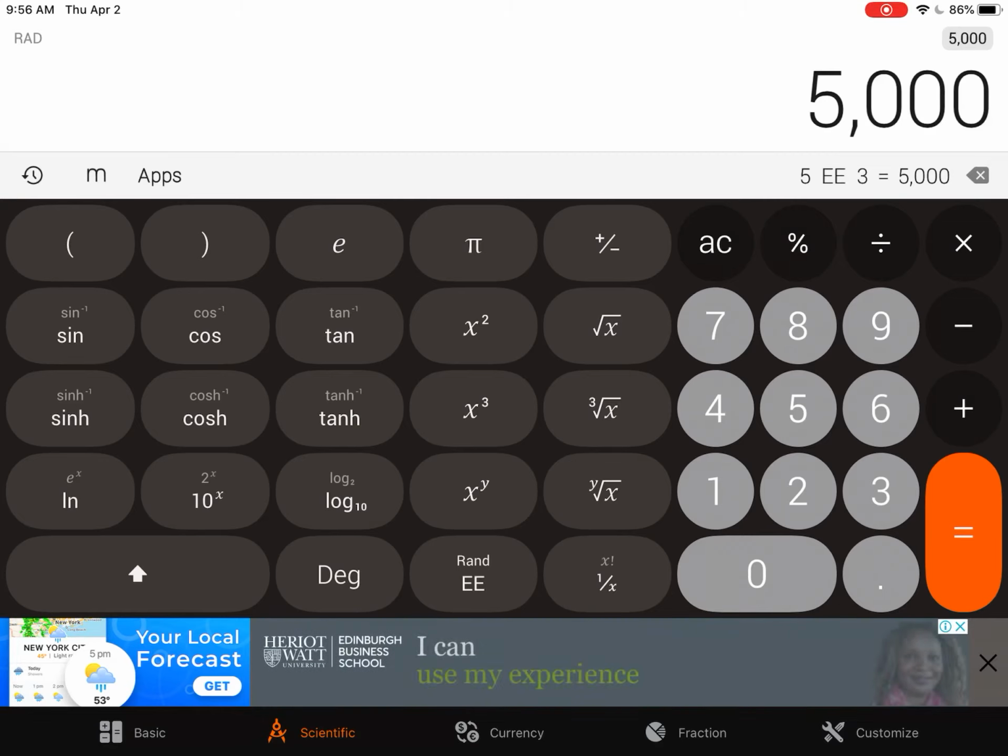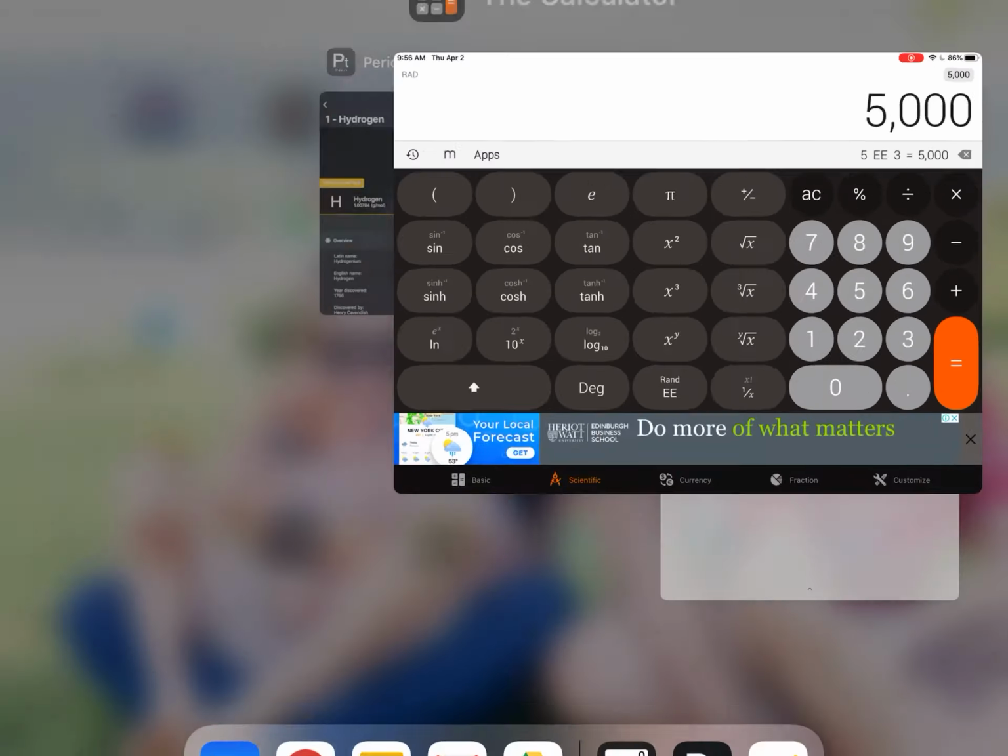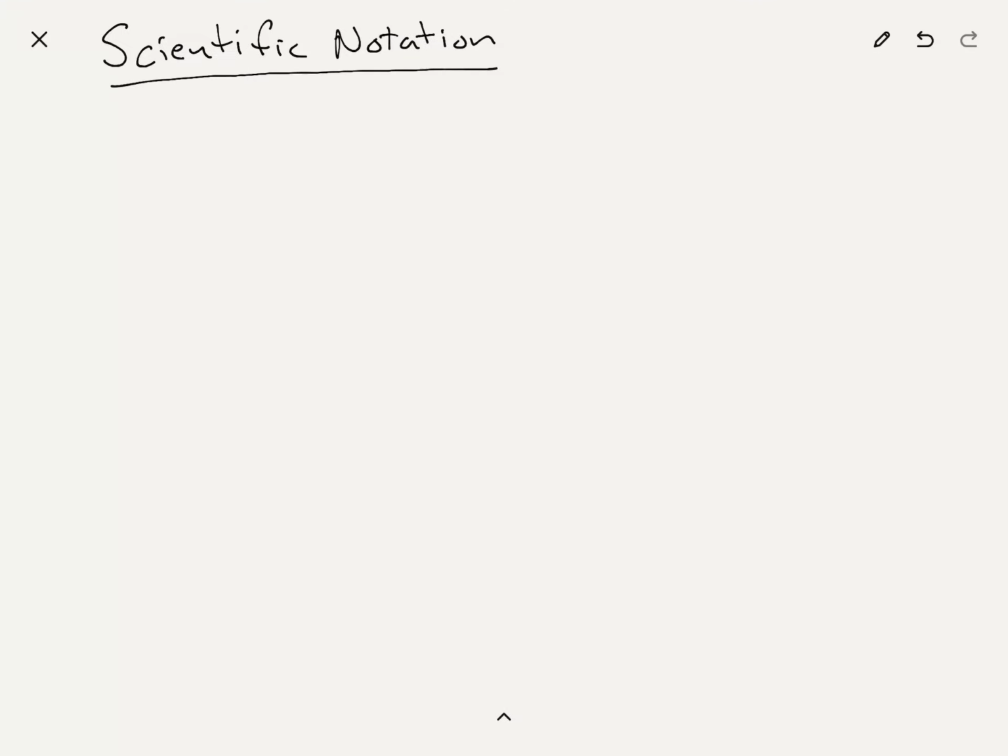So you want to make sure that you know how to enter these numbers into your calculator, or else you're going to get possibly very, very wrong answers. But let's just review scientific notation real quick, just to make sure everybody's on the same page. So scientific notation. It's the way we take really big and really small numbers and make them more user-friendly, I guess.